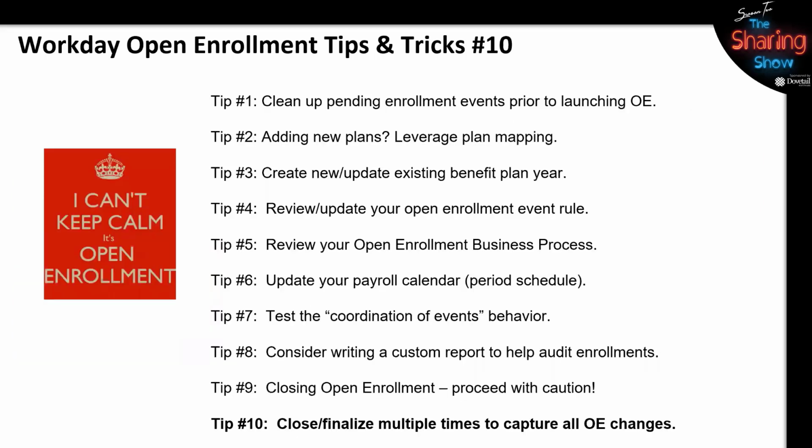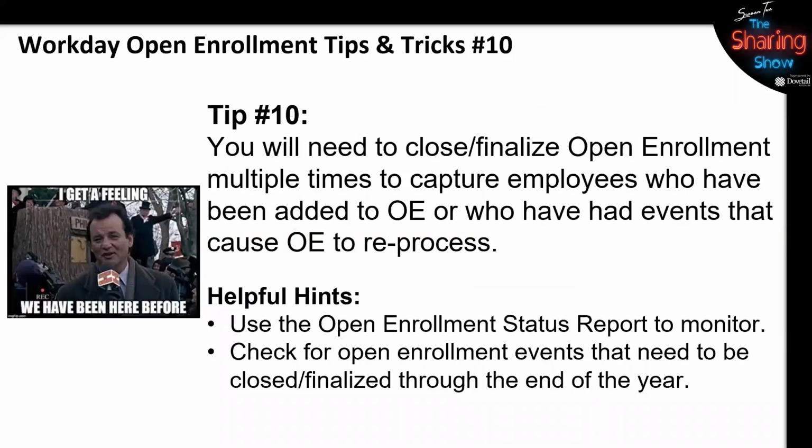Exactly. All right. And the last one is, and this was a question that came earlier in the show today, you'll need to close and finalize open enrollment multiple times to capture employees who have been added to open enrollment or have had events that cause open enrollment to reprocess. It's not always one and done. It's closed at the end of the window. If you've had employees with life event changes that occurred during your open enrollment window, then that may cause that open enrollment event to open back up again for them to rework.